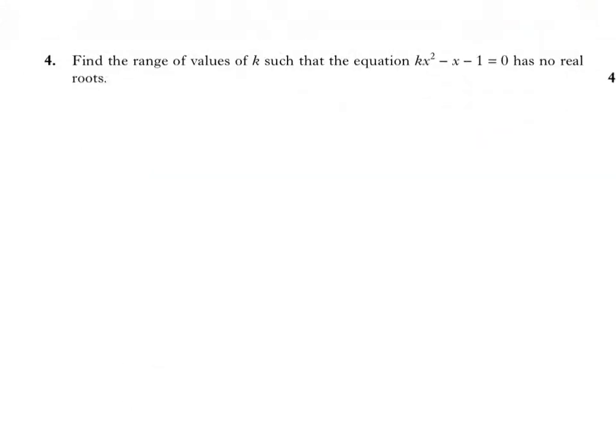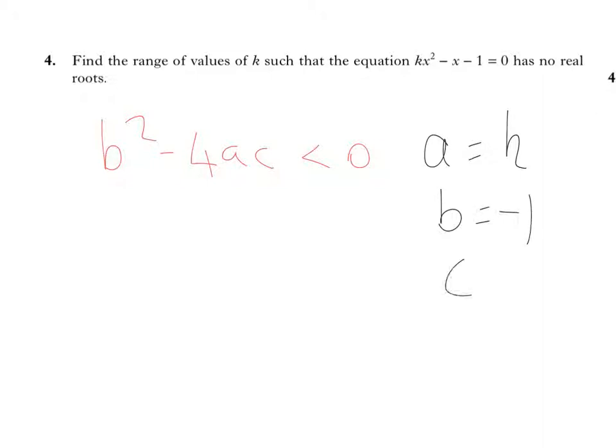Okay, section 5, question 5. Find the range of values of k such that the equation kx squared minus x minus 1 has no real roots. So again, let's put down the condition for no real roots, and that is the discriminant is less than 0. Let's identify a, b and c: a is k, b is minus 1 and c is minus 1.